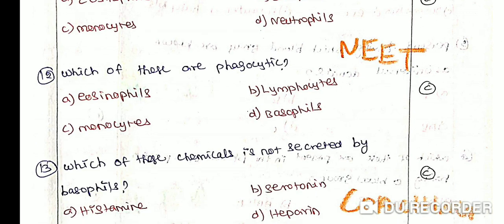Which of these are phagocytic? Option A eosinophils, option B lymphocytes, option C monocytes, option D basophils. The correct answer is option C, monocytes. Monocytes and neutrophils are phagocytic white blood cells or leukocytes. These cells engulf and destroy foreign particles and various pathogenic organisms by the process of phagocytosis.